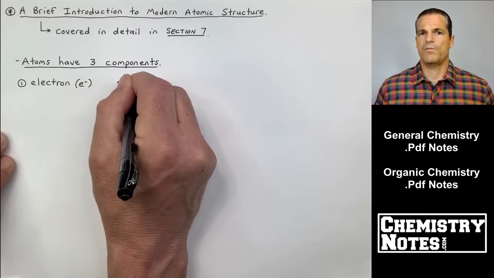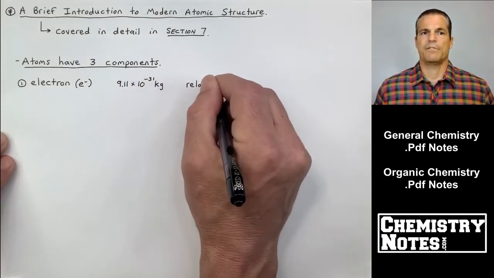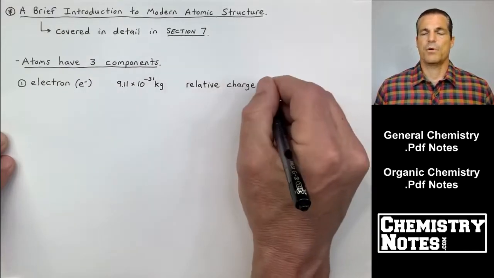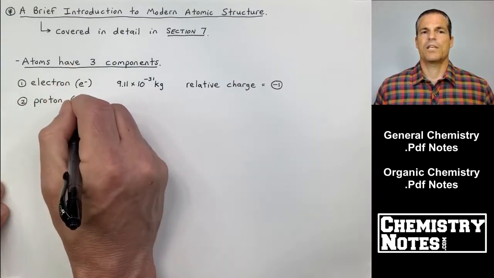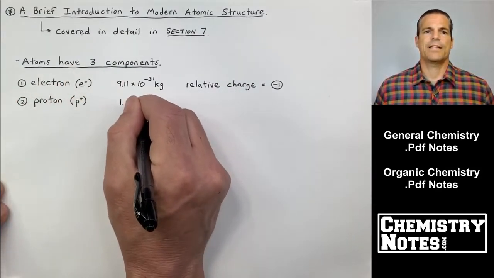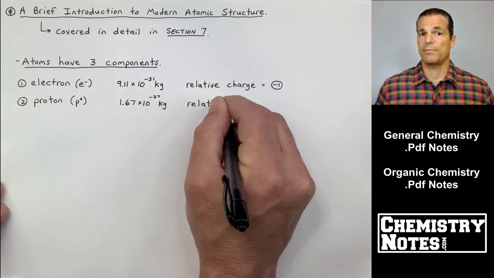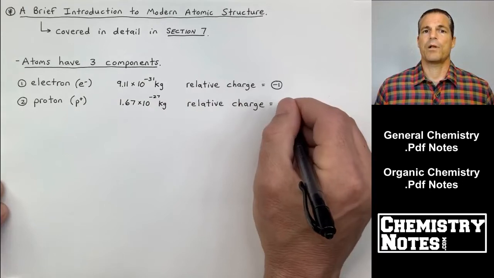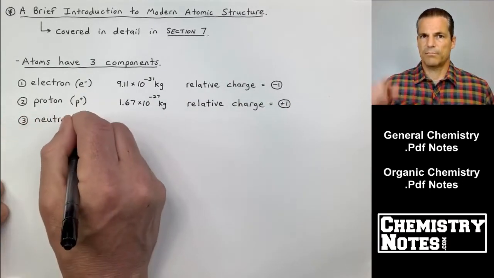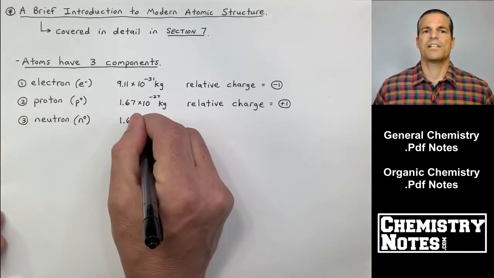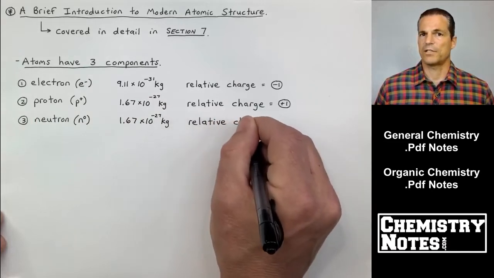So, a lot of this might be review for some of you, but atoms have 3 components, right? They have electrons, protons, and neutrons. So, electron, we give it the symbol e minus. It has a mass of 9.11 times 10 to the minus 31st kilograms. And the electron has a relative charge of -1. Proton, p plus, is 1.67 times 10 to the minus 27th kilograms, relative charge +1.